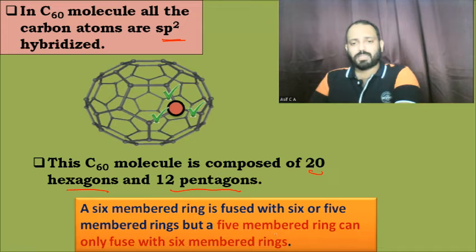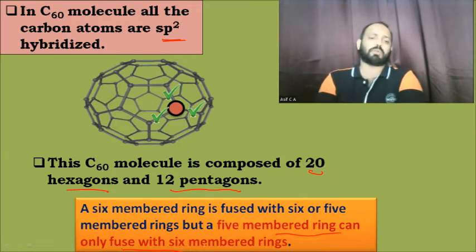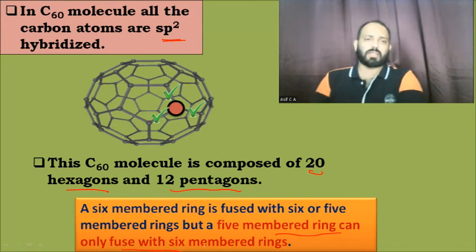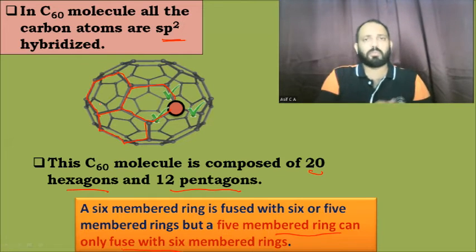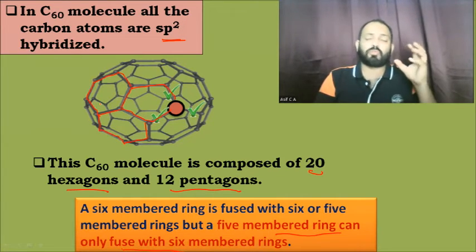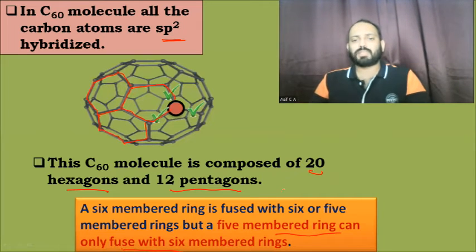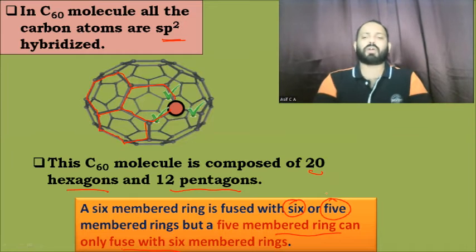And the important thing is that a 5-membered ring can only fuse with a 6-membered ring. Who will be next to a 5-membered ring? If we analyze closely, you can see this is a 5-membered ring, and around it we can always see only 6-membered rings. All the time a 5-membered ring is surrounded by or fused with 6-membered rings. But it is not necessary for a 6-membered ring; a 6-membered ring can be fused with 6 or 5-membered rings.